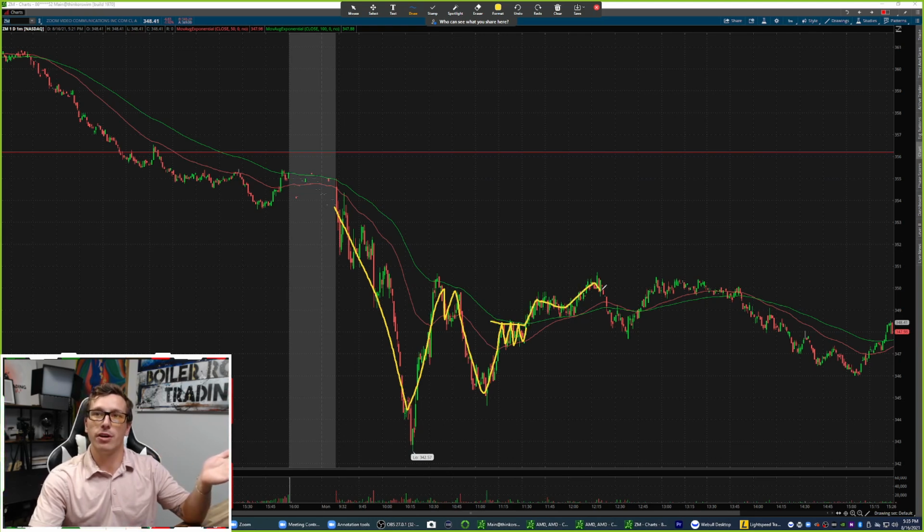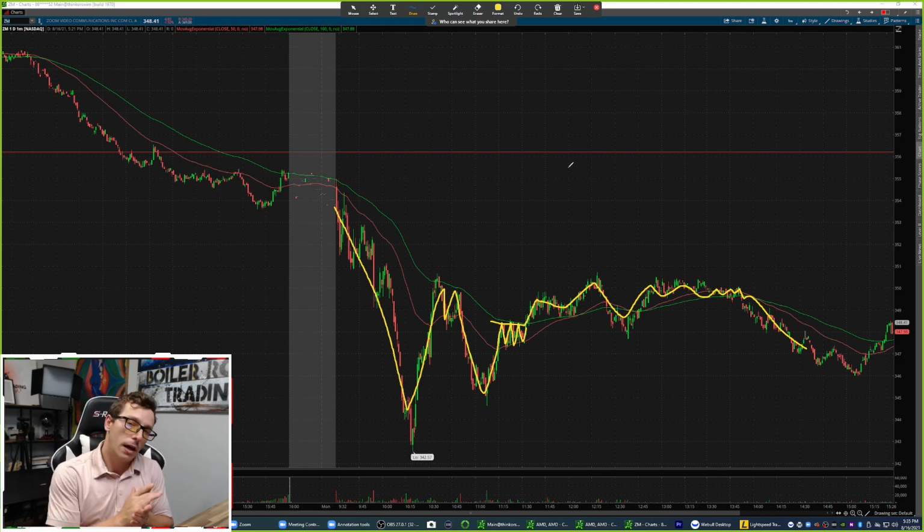Tries to run, doesn't quite sustain. Markets kind of coil in between the moving averages, back down. So there's a lot of similarities and a lot of patterns that you'll be able to pick up just by using the 50 and the 100 moving average.